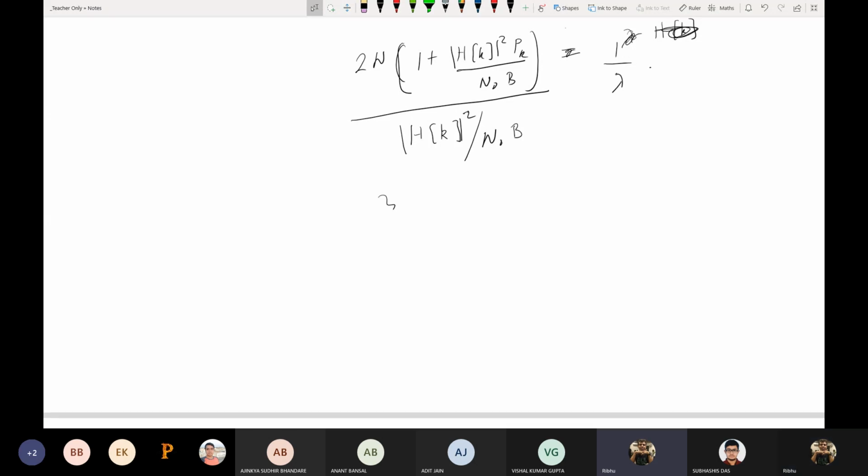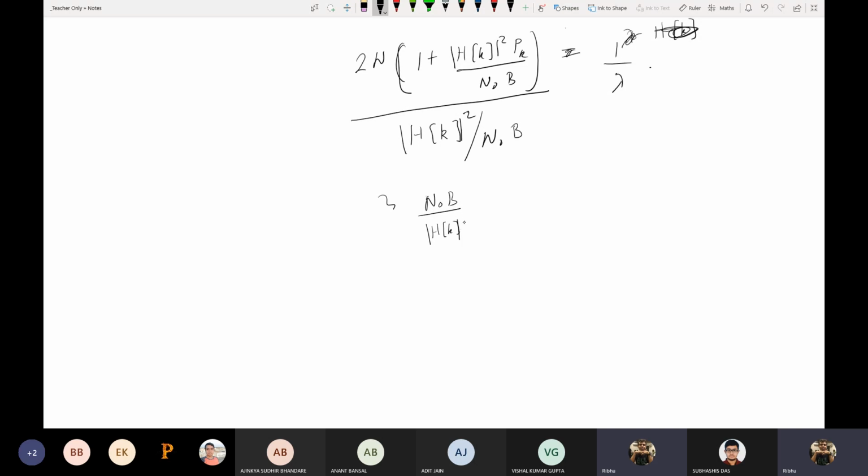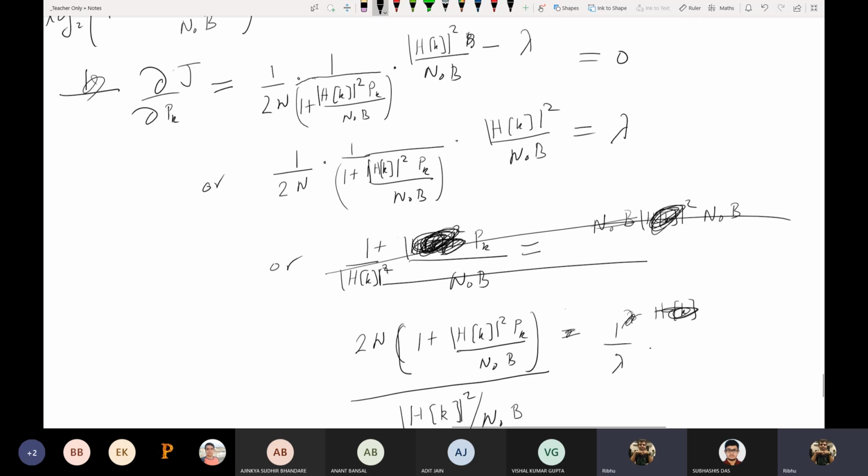So N naught B divided by HK square plus PK equals 1 by... Oh, I missed one thing. So this is log, right? Log to the base 2.